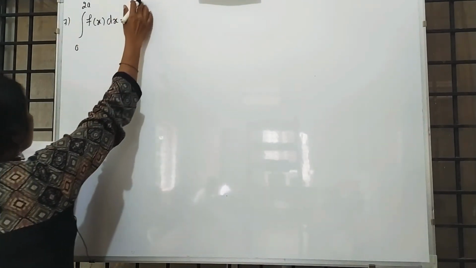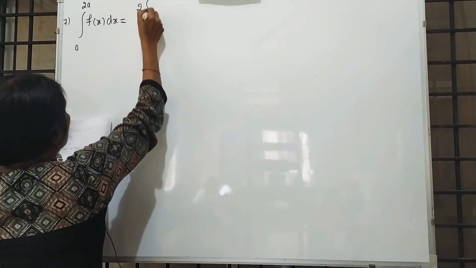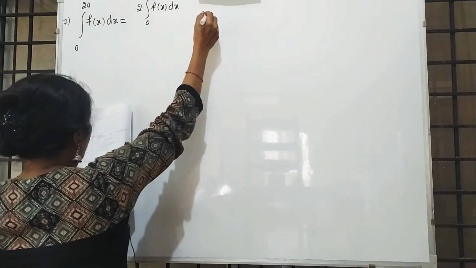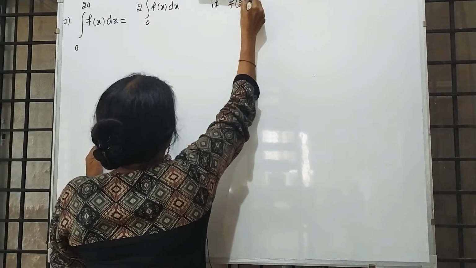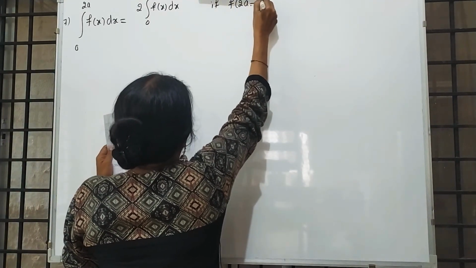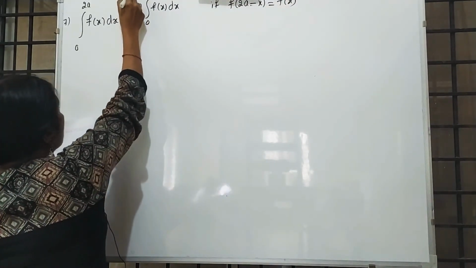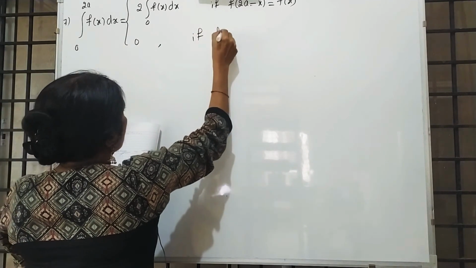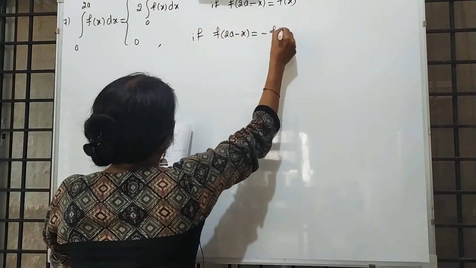Seventh one, integration from 0 to 2a f of x dx is 2 into 0 to a f of x dx, if the condition is given, f of 2a minus x is equal to f of x, and the second result is 0, if f of 2a minus x is equal to minus f of x.